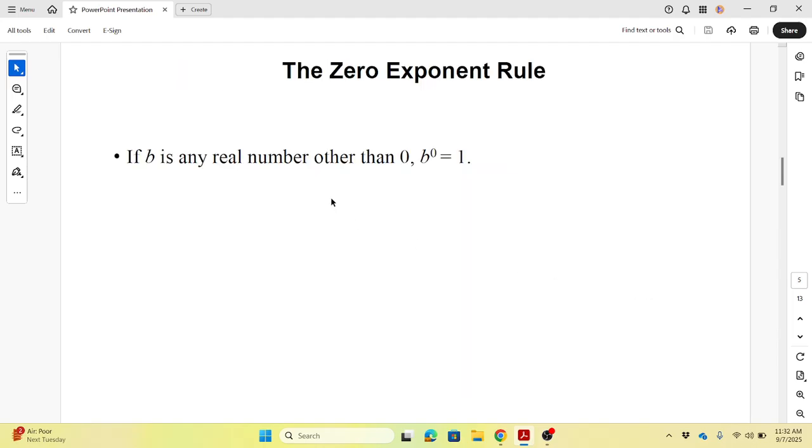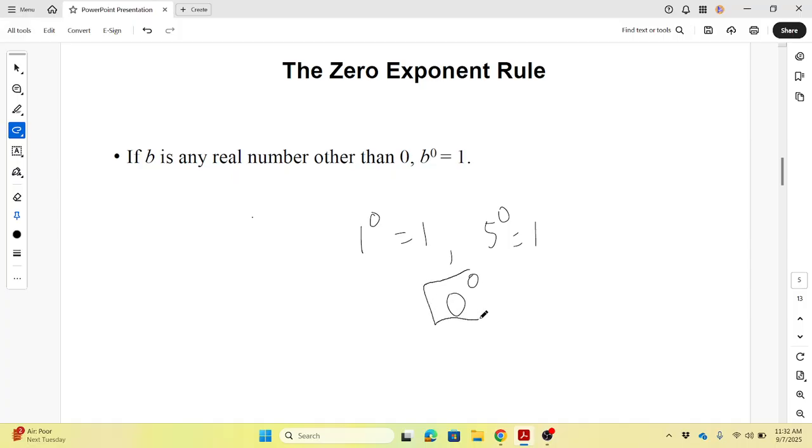There is one very useful property called the zero exponent rule. Any real number to the power 0 is 1, for any real number except 0 itself. So if you have 1 to the power 0, that would be 1. If you have 5 to the power 0, that is also 1. But if you have 0 to the power 0, this is a type of number whose answer we don't know in math, so we say it is an indeterminate form. So this rule only applies to numbers other than 0.